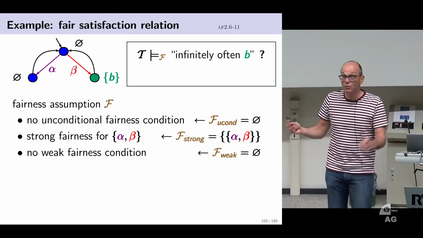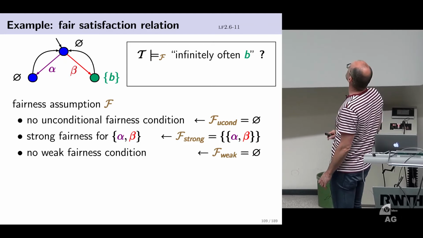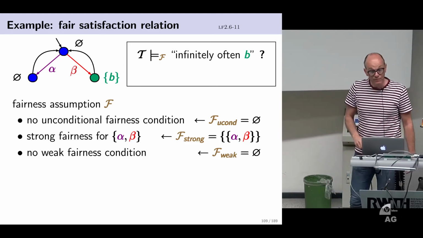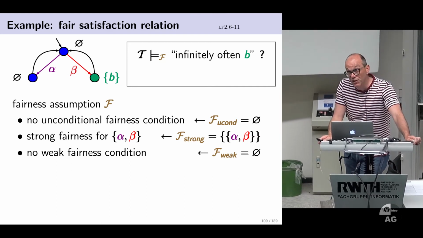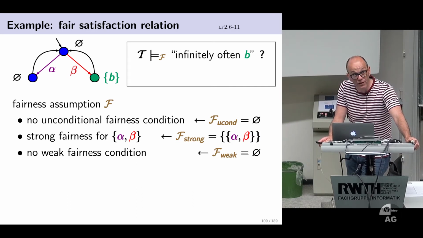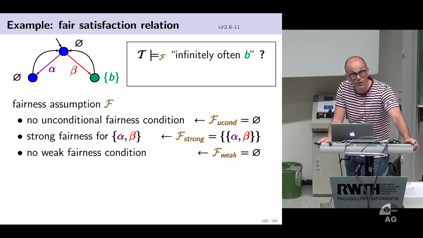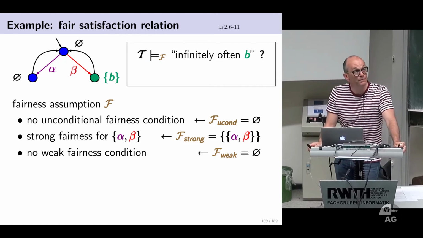Good. The fairness assumption that we are considering is not the empty one, but the one where we are strong fair with respect to the set alpha beta. Now, what does that mean? If some action in the set alpha beta is infinitely often enabled, some action in the set alpha beta should be taken infinitely often. Question: is this true or is this false?